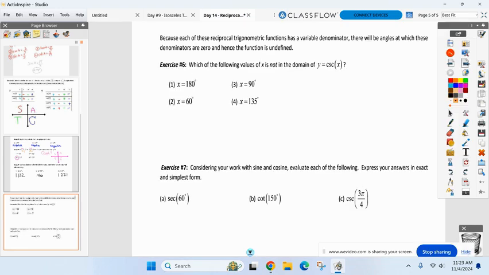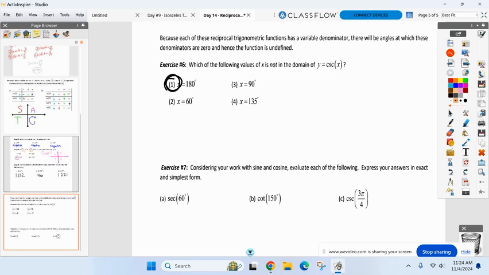Last few here. Which one of the following values is x? Basically, where is it undefined? Where is cosecant undefined? That's what we're looking for here. Which one of these degree measures gives an undefined cosecant value? I'm not going to make it tough. Use your calculators. Should find it pretty quick, I hope. Where do you get undefined? 180 degrees.